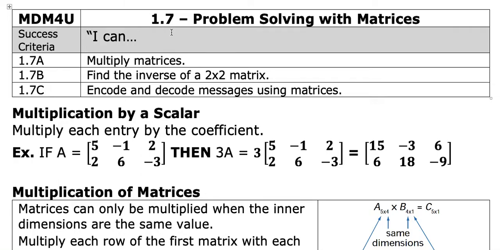MDM4U 1.7, problem solving with matrices. So we're going to learn how to multiply using matrices. We're going to start with multiplication by a scalar: multiply each entry by the coefficient.